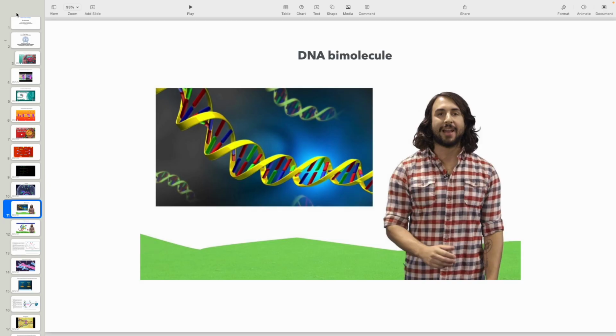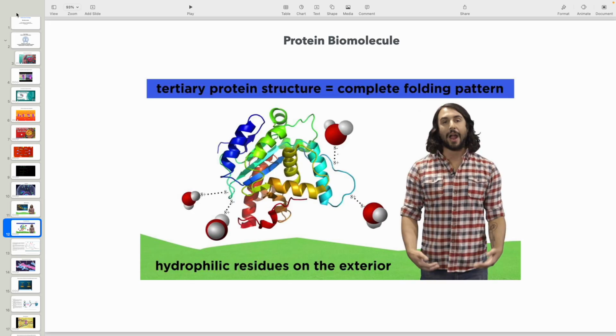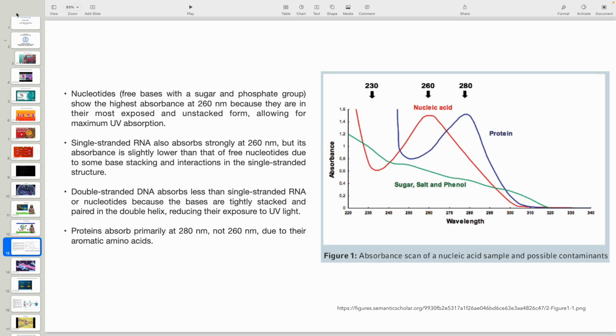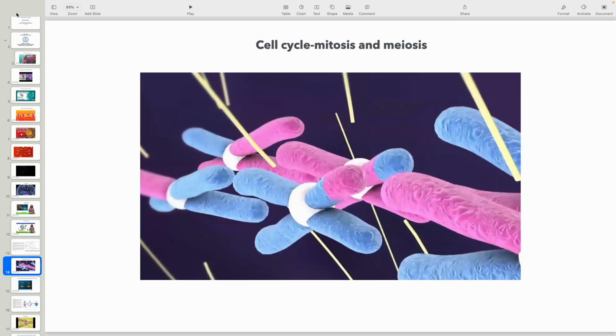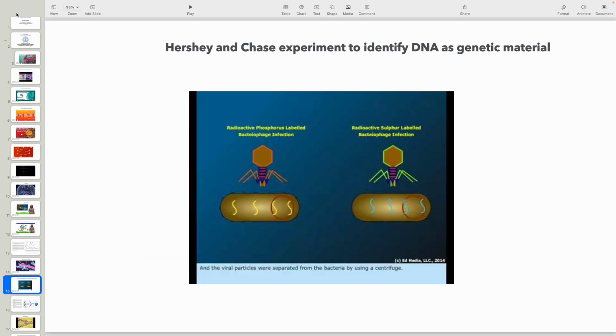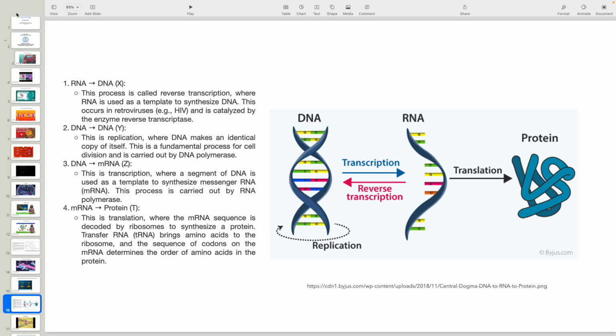Okay, then we have the video on DNA as a biomolecule, protein as a biomolecule, then cell cycle, mitosis and meiosis, then how DNA as a genetic material was identified by the Hershey and Chase experiment, then the slide on the central dogma, how DNA is first replicated and then RNA is formed via the process of.